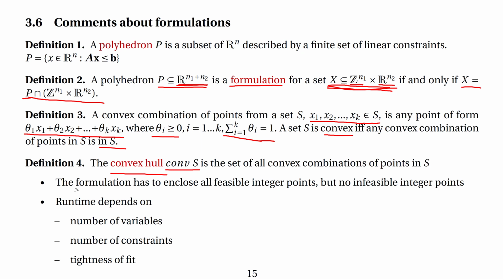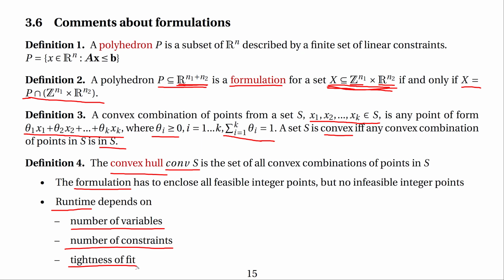So, as described before, a formulation has to enclose all feasible integer points, but no infeasible integer points. So there's some wiggle room as to how many of the real points that are not integers it can contain, but it's not allowed to have any infeasible integer points inside of it. Now, when we talk about the runtime, the runtime depends on factors such as the number of variables, that's pretty obvious, the number of constraints, that is also pretty obvious, but there are some things that get a bit more tricky. For example, the tightness of fit.